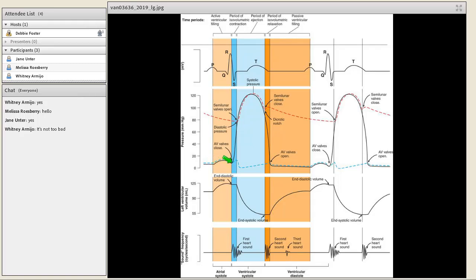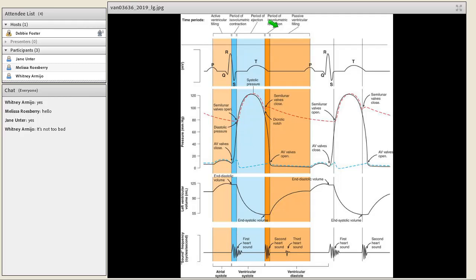So they're going to close after the atria has contracted, and then the atria will relax while the ventricle starts to contract. And you'll see the AV valves open again at the end of isovolumetric relaxation. So during this period of isovolumetric contraction and this period of isovolumetric relaxation, all the valves are closed. So during phase 3 and phase 5, according to your text, the different phases that they talk about, all valves are closed during those isovolumetric contraction.